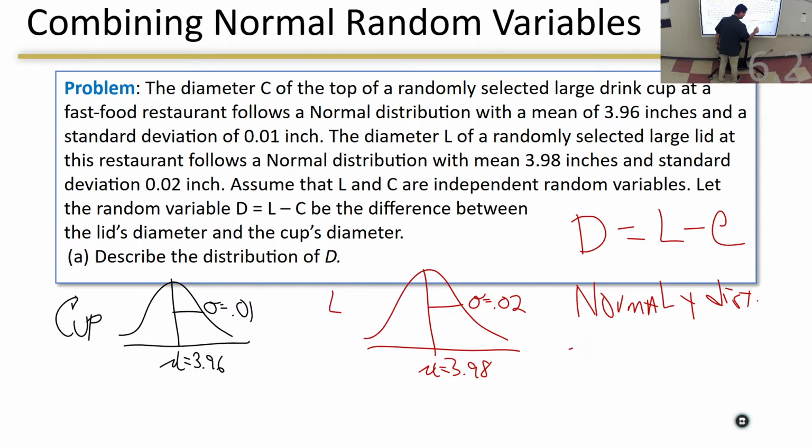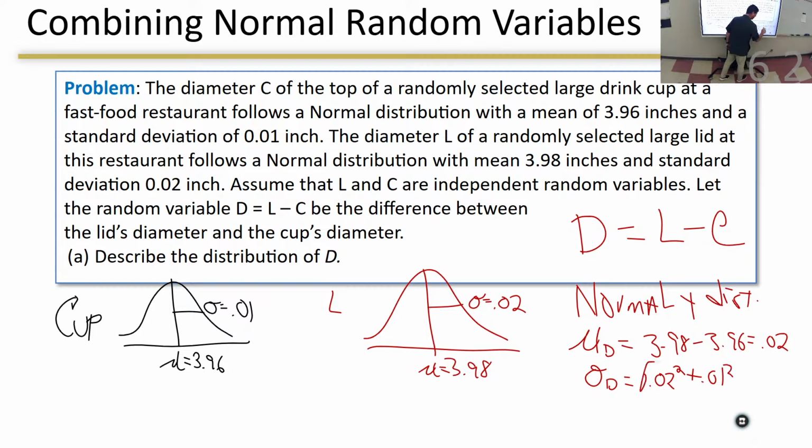With the center at 3.98 minus 3.96. 3.98 minus 3.96, that's 0.02. So I got a center at 0.02 and a standard deviation of the difference of 0.02 squared plus 0.01 squared, square rooted. And then you've got a calculator that does all that.